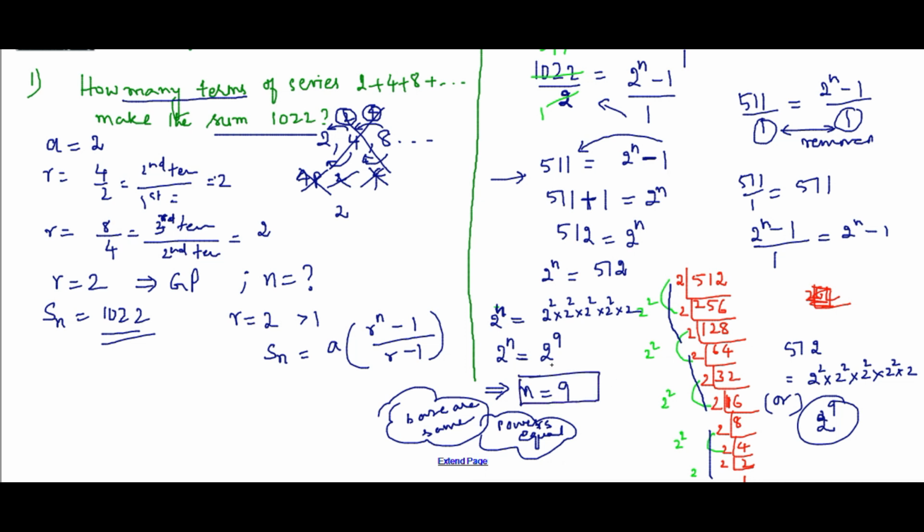So how many terms are there? If you have to get the sum of 1022, the n value should be how much? 9. That's how we do this kind of problem. Right. Thank you.